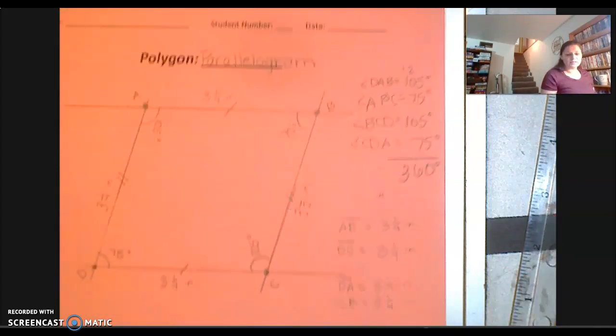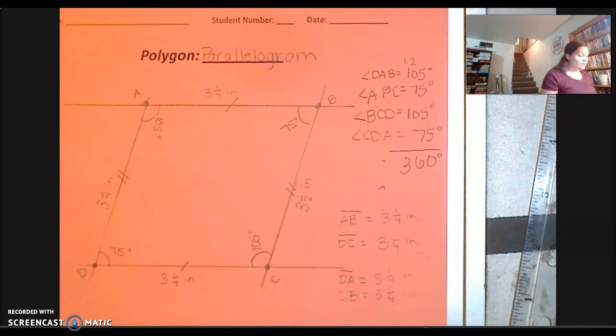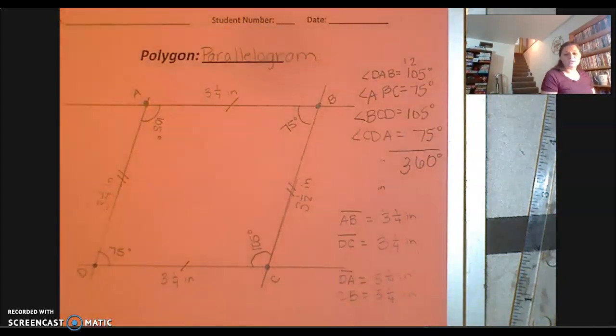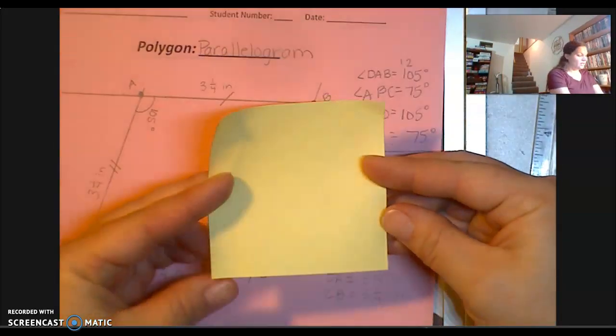Don't forget to do your exit ticket. If you do not have a ruler at home, a piece of paper works as a straight edge just fine. And the corner of your paper, just like this, works as a set square.